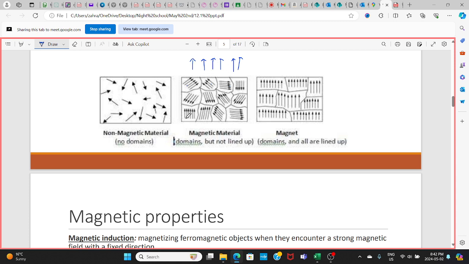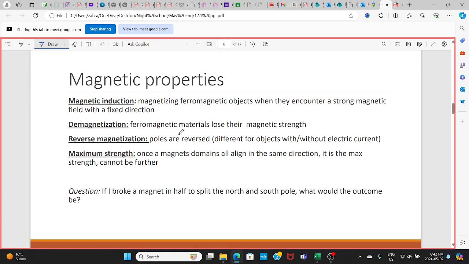Now, if I have a very strong magnetic field acting on this ferromagnetic material, this little one will align upward. This little one aligns upward, right? In the direction of the magnetic field I'm exerting. And it becomes a magnet itself, right? So magnetizing a ferromagnetic object when it encounters a strong magnetic field in a fixed direction. Now demagnetization: ferromagnetic materials lose their magnetic strength. So this could be with time. When you magnetize a ferromagnetic object, it becomes a magnet. But if you remove it from that magnetic field, then it will lose that property or that strength.